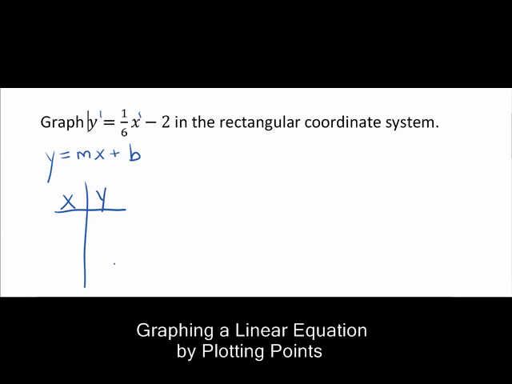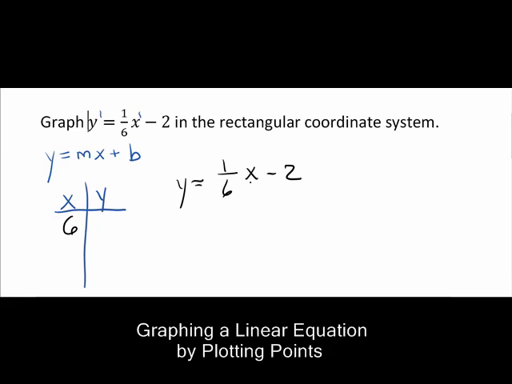I like to pick points that are easy to plug in. What do I mean by that? The first thing we're going to have to do when we plug an x value into y equals 1/6 x minus 2 is to multiply x by 1/6, or in other words, divide it by 6. But we want to choose x values that are easy to divide by 6. For example, the number 6. So the first x value that I'm going to choose is 6.